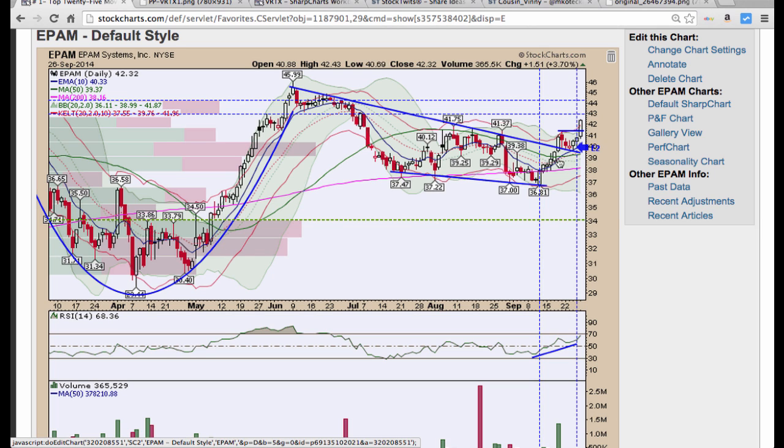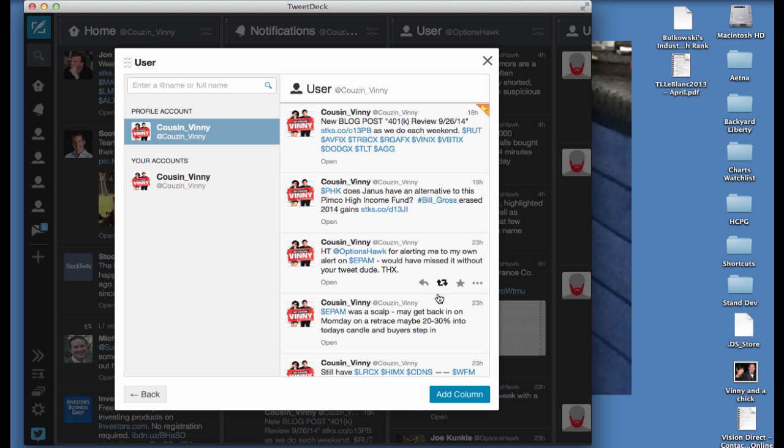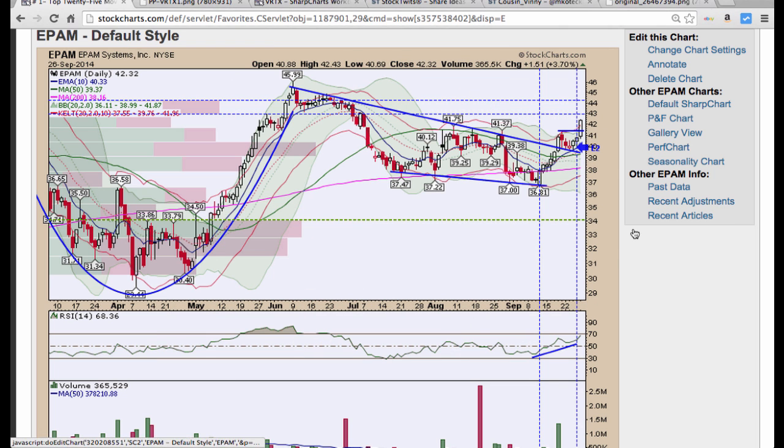Now, in the case of EPAM, this was a scalp for me on Friday. You can see on my stream right here that I posted late in the evening after the close that EPAM was a scalp. All right, we'll be looking to get back in on Monday if we have a retrace, maybe 20 to 30% into Friday's candle. Now, that's an important point because I wouldn't want to give back all of this profit right here.